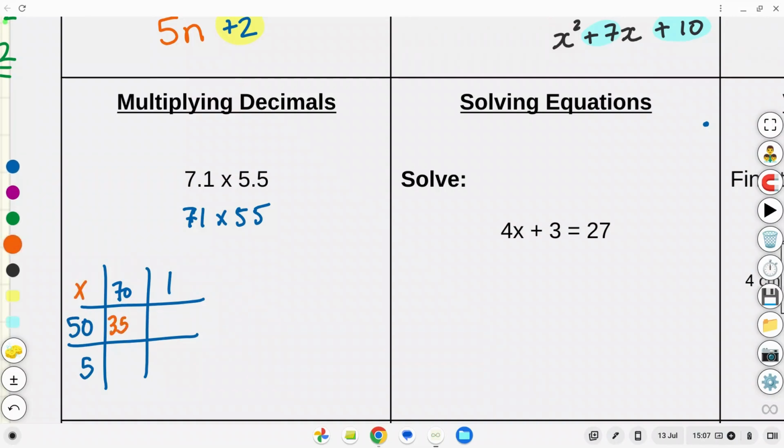7 times 5 is 35. Add on the 2 zeros. 50 times 1 is 50. 5 times 1 is 5. And 7 times 5 again is 35. This time we only add on 1 zero because there's just 1 zero there. And then we add all these together. And we get 3,903.